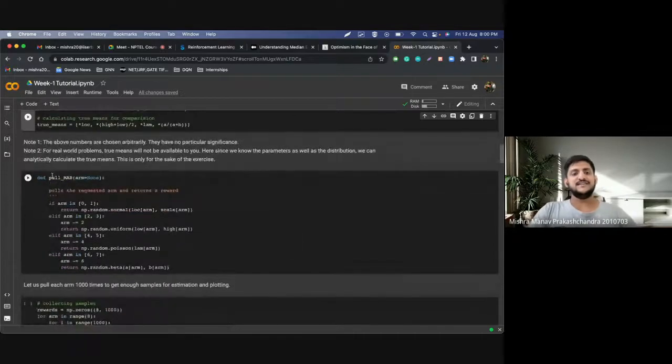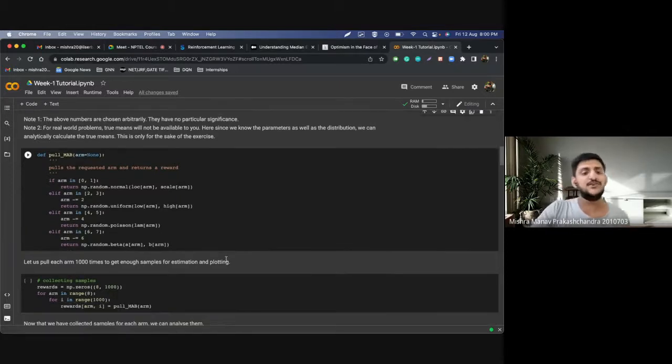So this function is basically the pull function for the multi-armed bandit problem. All I need to do is put in which arm I want to pull. So if I put in arm one, I get a reward which is drawn from that distribution. This is what the pull arm function does.